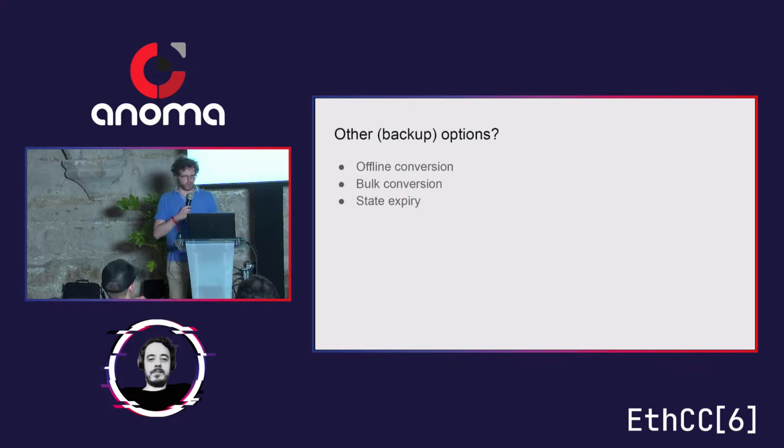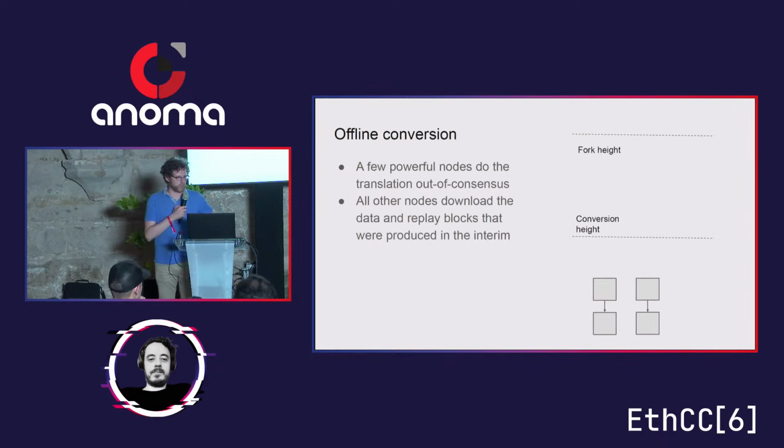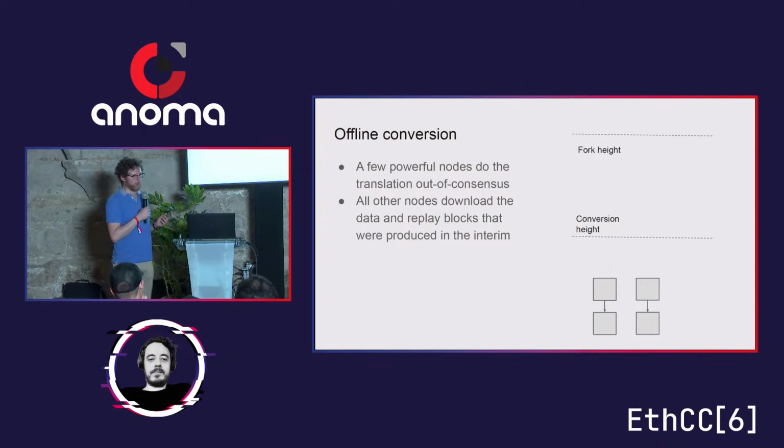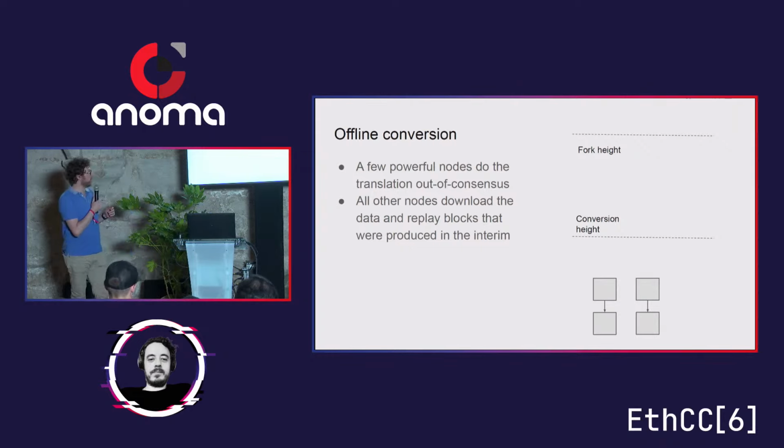So were there other options? Yes, that we looked at. One of them is called the offline conversion. That was the previously favored option that Giulio here worked on. Congrats. And what happens in that case is that instead of one fork, you really have two.